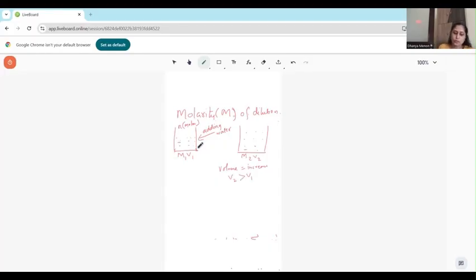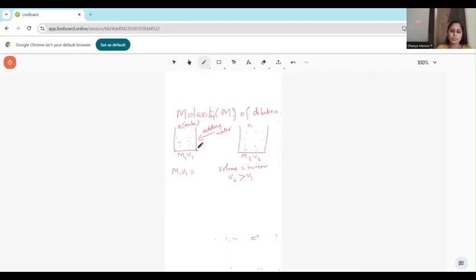Now, I'm asking you a question. What happens to the number of moles? Does it increase or decrease? No, it doesn't change, because you haven't done anything with the solute molecules. You have just added some water. So the number of moles of the solute does not change, right? Now, if the molarity of dilution is asked, you will use this formula: M1V1 equal to M2V2. This is the formula you use for molarity of dilution.